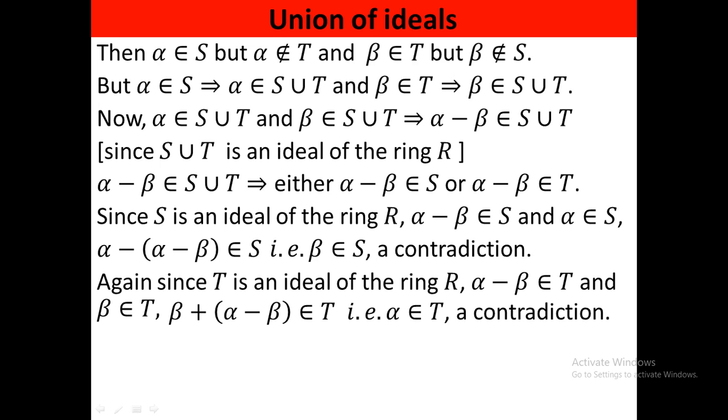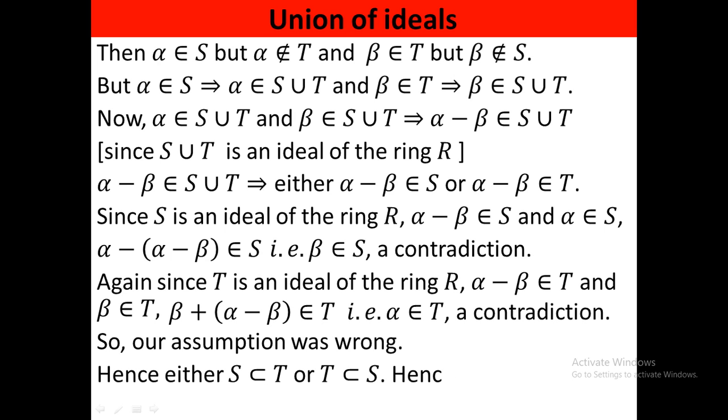So a contradiction arises in both cases, so our assumption was wrong. Our assumption was that both S minus T and T minus S are non-empty. So the correct option is that either S minus T or T minus S is empty. That is, either S is a subset of T or T is a subset of S. Hence the theorem is proved. I hope that you understand that theorem also.